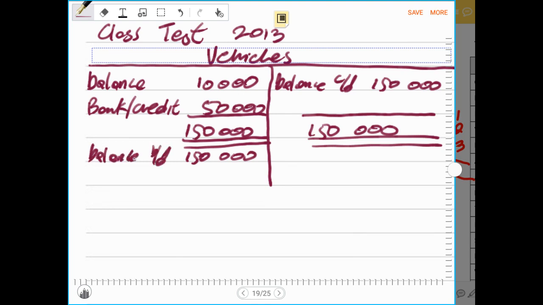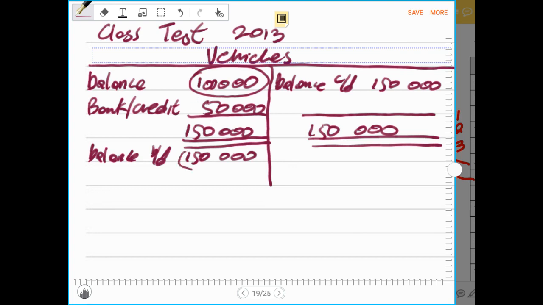Balance brought down. Now remember, when we do the PPE note, let me add a 0 there, 100,000. Okay, all my zeros are now correct. So when we do the PPE note, this opening balance of 100,000 will be an opening balance in the PPE note. And this 50,000 will be a movement or purchase during the year.